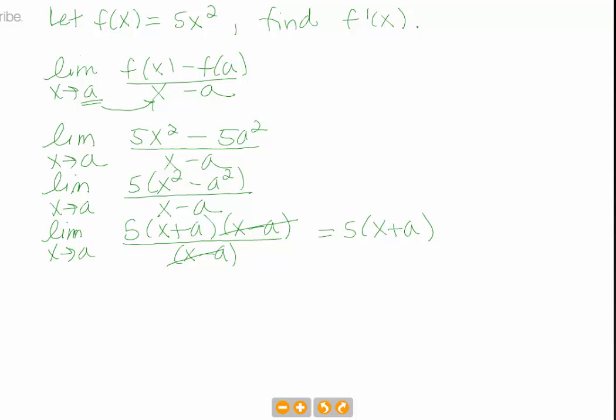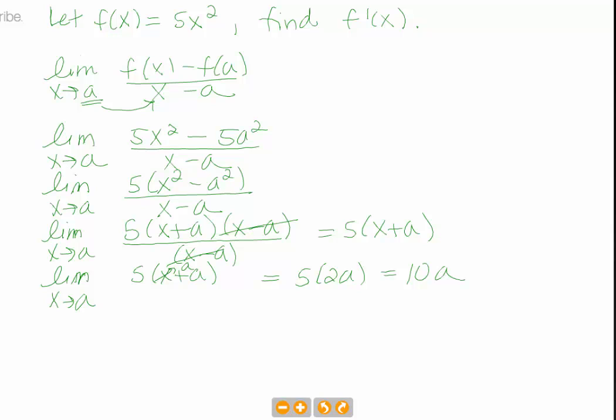And now what I have to do, I'm going to rewrite it down here. Limit as x goes to a, which is 5 times x plus a. The limit tells us to plug in a for x. So I'm going to plug in a for x. And I just get 5 times 2a, which is 10a.